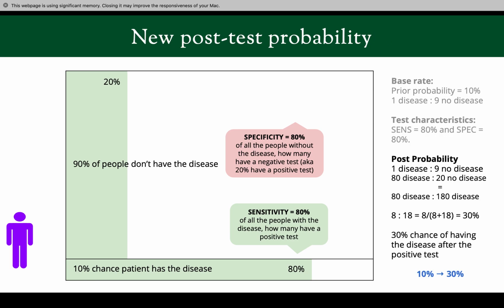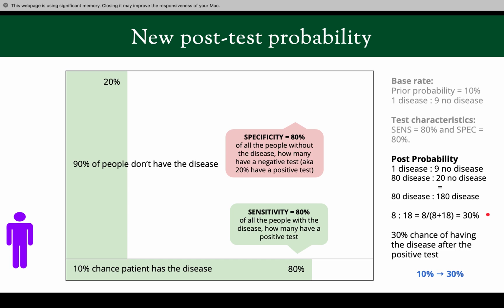So what happens now to our probabilities? We have that same as before, right? 80% of the 80 people with the disease are going to have a positive test, and 20 people without the disease are going to have a positive test, except now we've changed our prior probabilities from 2 to 8 to 1 to 9, right? So that's 80 people with the disease who are going to have a positive test, and 180 without the disease, I should say, no disease. And that comes up to 30%.